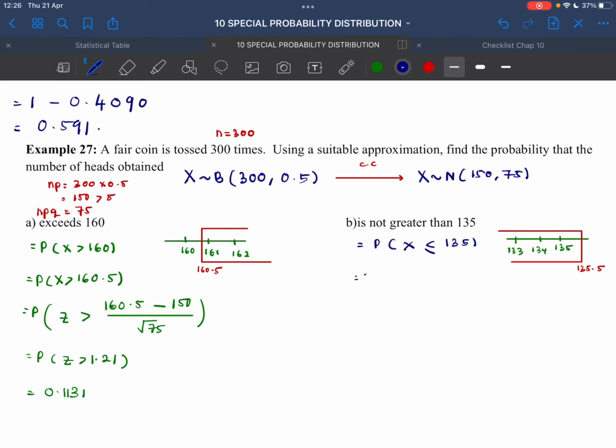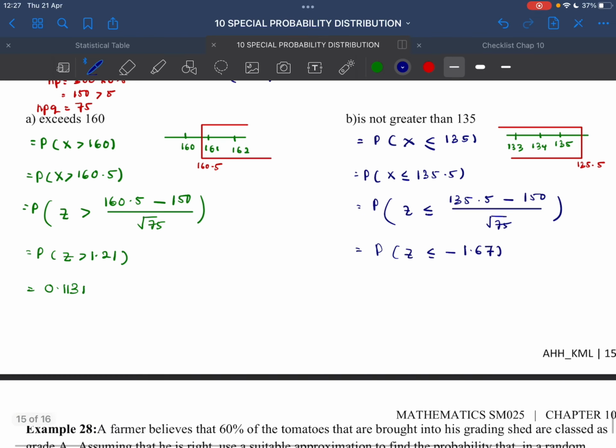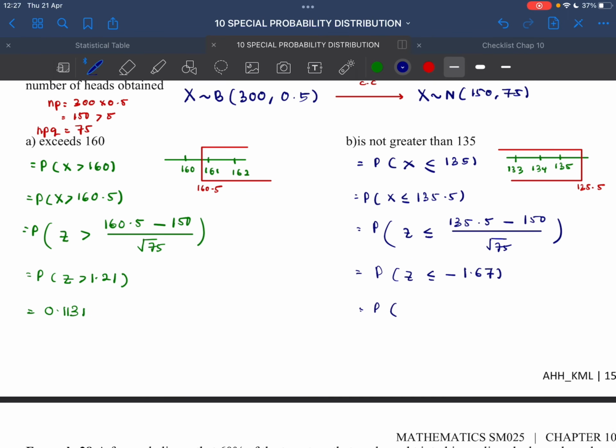So this one we have to change after CC. It's going to be x less than or equal to 135.5, and then change to standard normal distribution. We have z less than or equal to 135.5 minus the mean 150 over square root 75. And we have z less than or equal to negative 1.67. So again, this is very familiar. Just shift to the right and we will be z greater than 1.67. Look at your table to see what you get. You supposedly get 0.475. Okay.